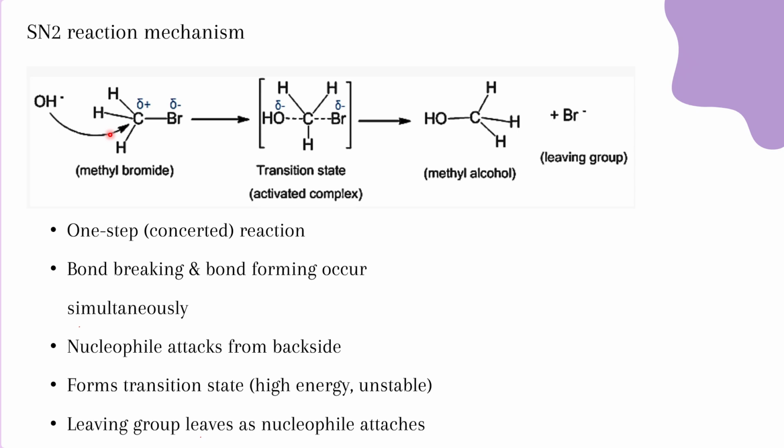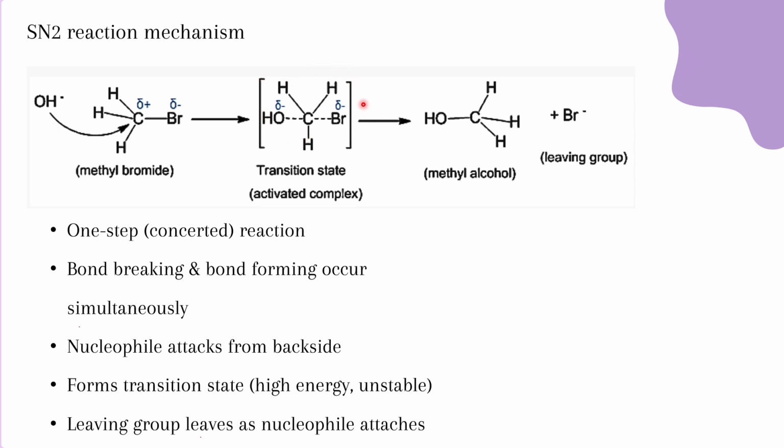Now, as this nucleophile attacks from the backside, there is a transition state that happens. What do you mean by the term transition state? Transition state is a state where there is simultaneous bond breaking and bond formation of OH minus, as you can see over here. This means the carbon and Br bond is simultaneously breaking, whereas the carbon and OH minus bond is simultaneously forming.